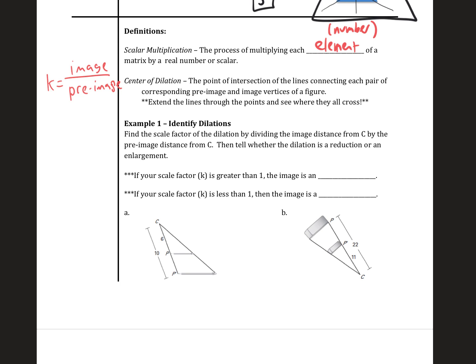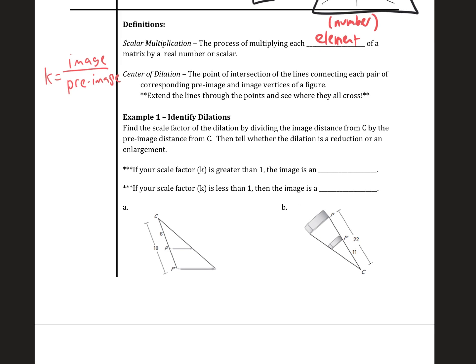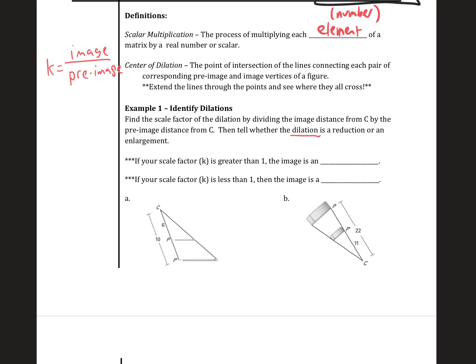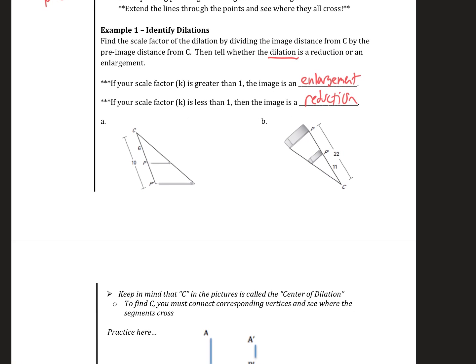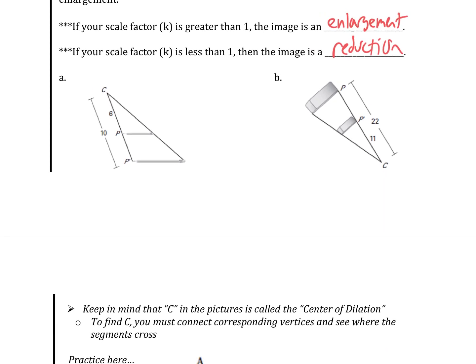And that's going to determine whether we have an enlargement or a reduction, okay? Dilation is the term for making it bigger or smaller. Reduction is making it smaller, and enlargement means making it bigger, okay? So if we figure out the scale factor and K is greater than 1, it's going to be an enlargement. And if K is less than 1, it's going to be a reduction, okay? So let's do one example here and see how we do.